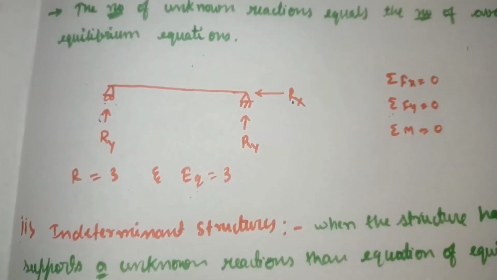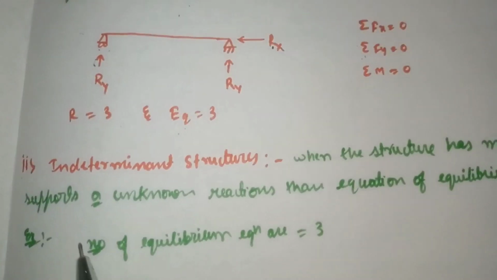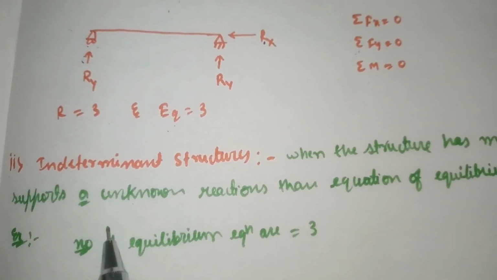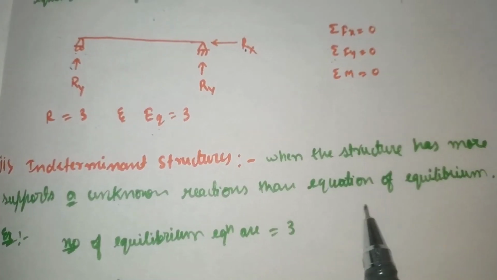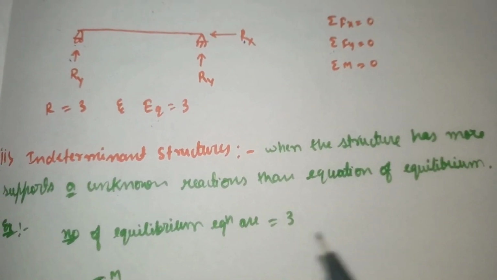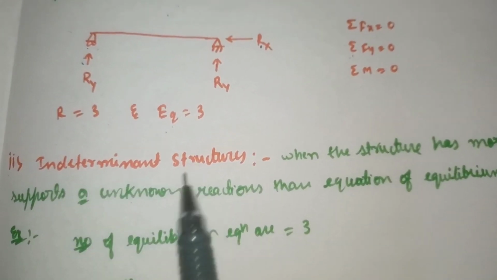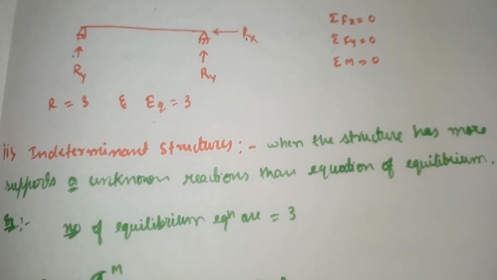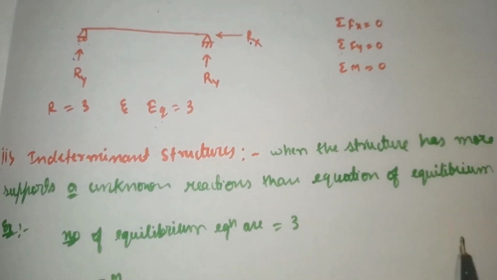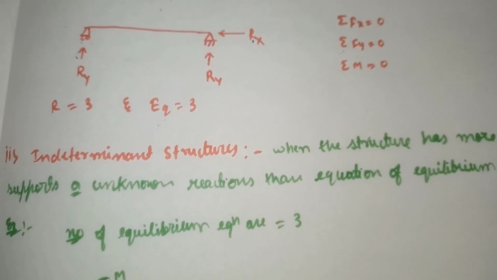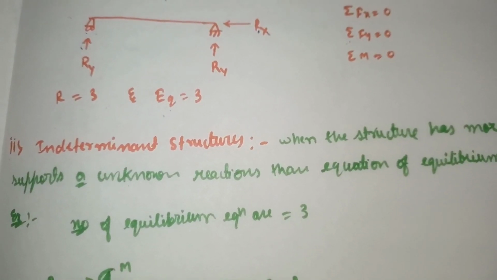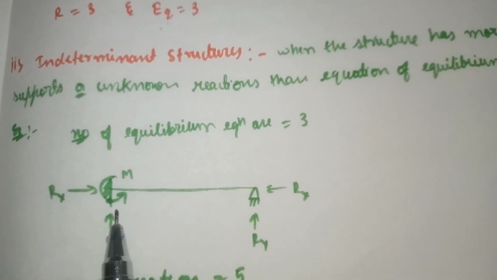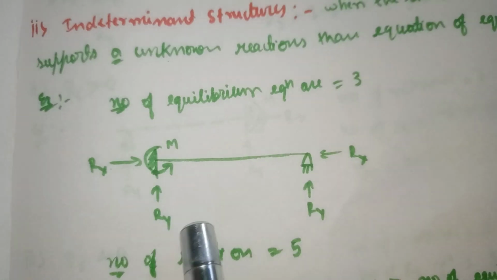Now we will move to what are indeterminate structures. Indeterminate structures: when the structure has more supports or unknown reactions than the equations of equilibrium, then the structure is called indeterminate structure. What it means, when we have more unknowns than the equilibrium equations, then we call it an indeterminate structure. So we'll see one example. So I have taken one example.